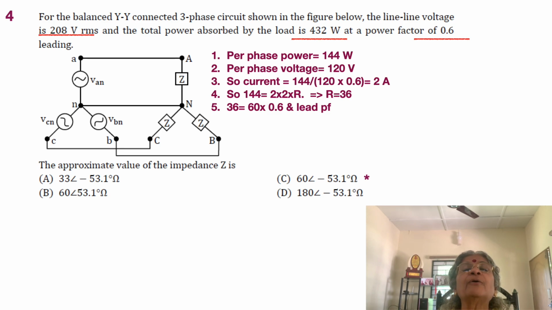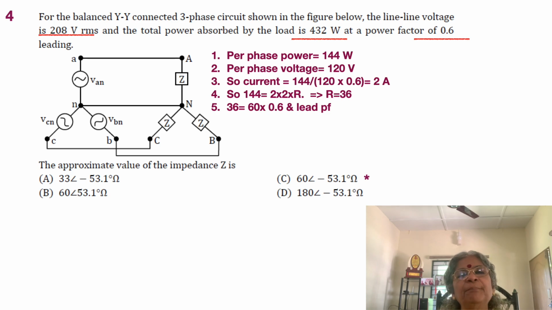Okay? Now there's a connection between 120 volt and 144. This is why I thought that you should think in terms of the numerical values given as well, because it will lead you to the problem directly. And the power factor is given as equal to 0.6 leading. Okay, and what is asked is the approximate value of the impedance Z. Okay? As usual, there are 4 different answers.